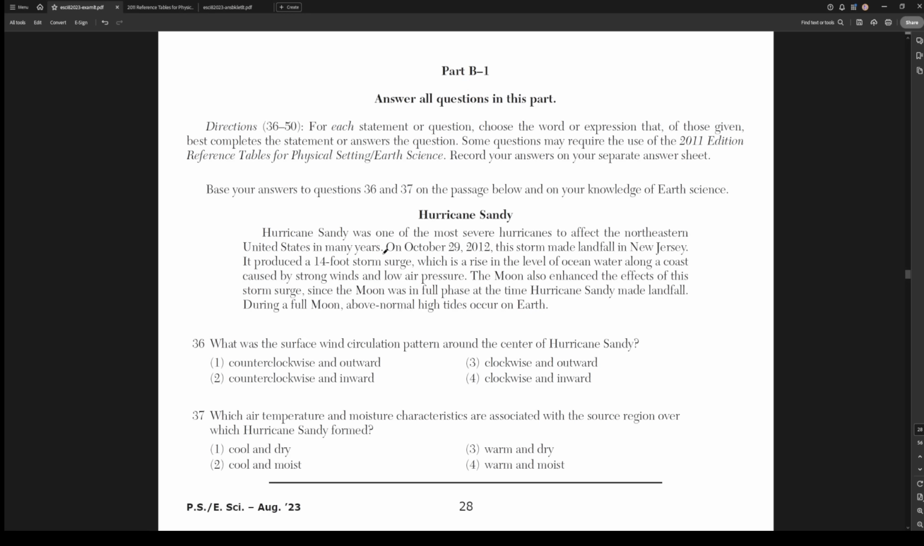All right, 36, right? Yeah. All right, so we got a little reading. Hurricane Sandy was one of the most severe hurricanes in the northeastern United States. It made landfall in New Jersey, 14-foot storm surge, rise in level of ocean water. Okay, strong winds, low air pressure, great. The moon enhanced this because it was in full moon phase. During a full moon, the above normal high tides, okay, which is a spring tide, by the way. So that's spring tides.